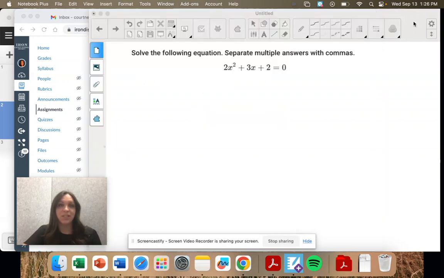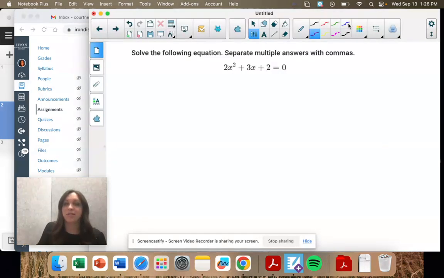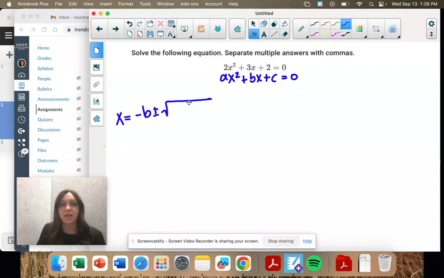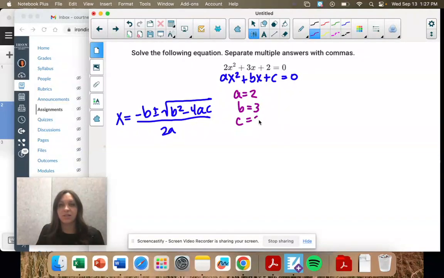Solve the following equation. Separate multiple answers with a comma. So this is in standard form already, equals 0. So we need to identify what's A, what's B, what's C, because that goes into the quadratic formula. So A is by x squared, A is 2, B is by x, it's 3, and C is what's by itself, 2.